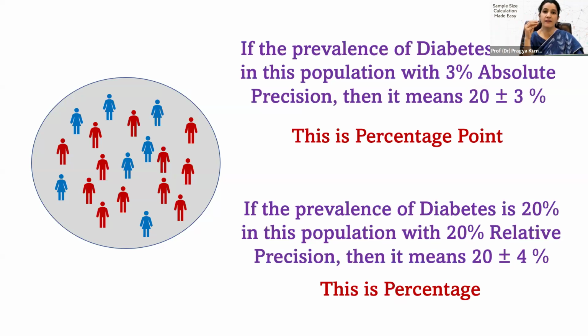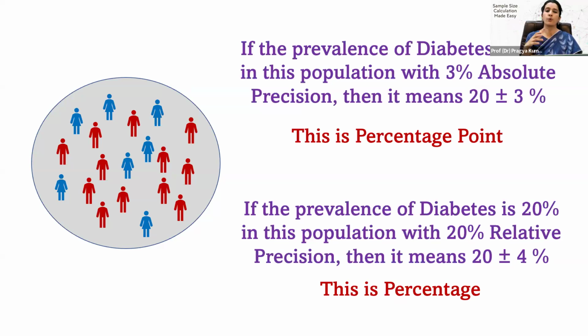Means, if I use a relative precision of 10%, it will be 10% of 1.6. It will be 0.16. Are you getting me? So if the prevalence is very low, generally you should use the relative precision.